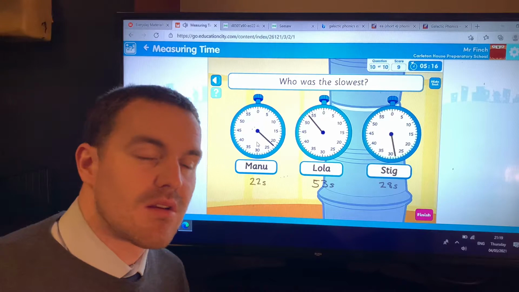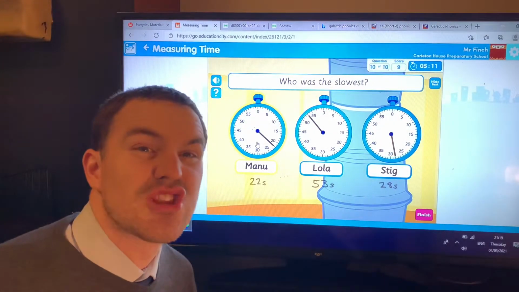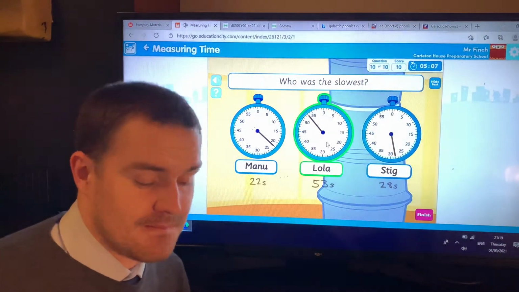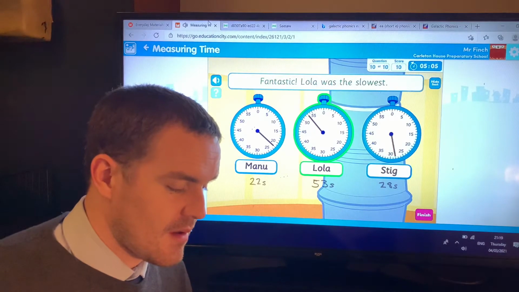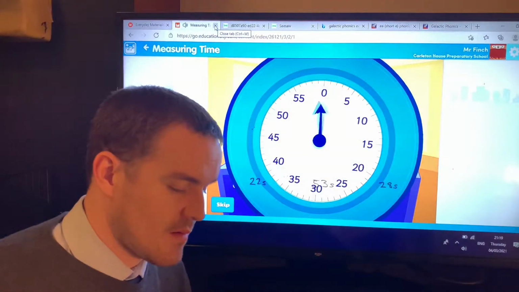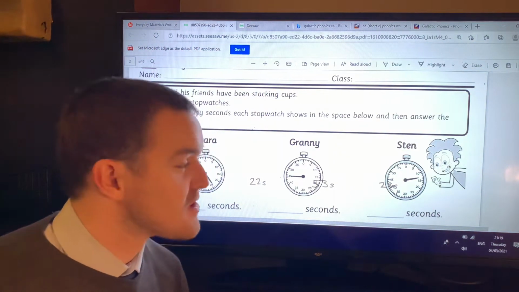Who was the slowest this time? The slowest person was the person with the biggest number, the person who took the longest to complete the task, and this time that was Lola. Fantastic. Lola was the slowest.